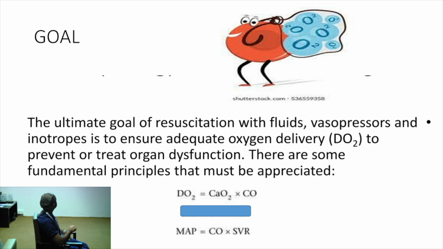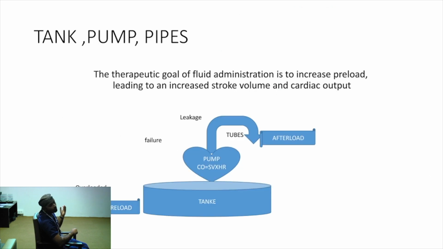And the important thing here is that oxygen delivery is determined by, most importantly, the cardiac output. The second one is arterial oxygen content. So what I'm trying to say is, it's not the blood pressure, it's the cardiac output that you need to see in this. So how do you optimize the cardiac output? This is based on the tank, pump and pipes phenomenon. You optimize the preload, that is the tank, you give fluids and increase the venous return. Then you optimize the pump, you increase the contractility, and then finally you optimize the afterload by altering the systemic vascular resistance. So basically you are increasing the cardiac output.